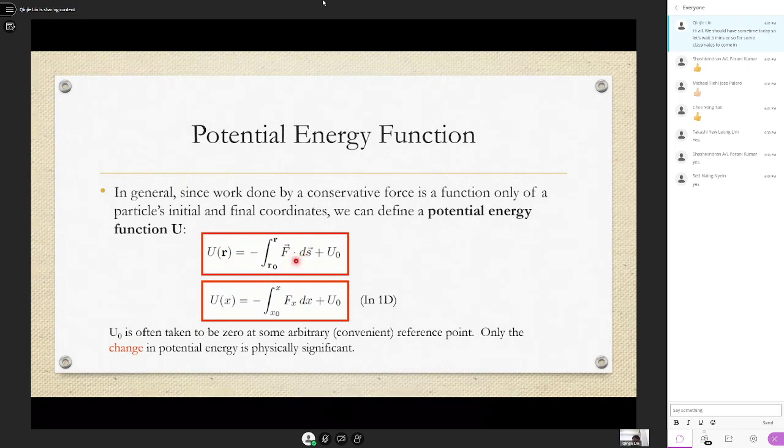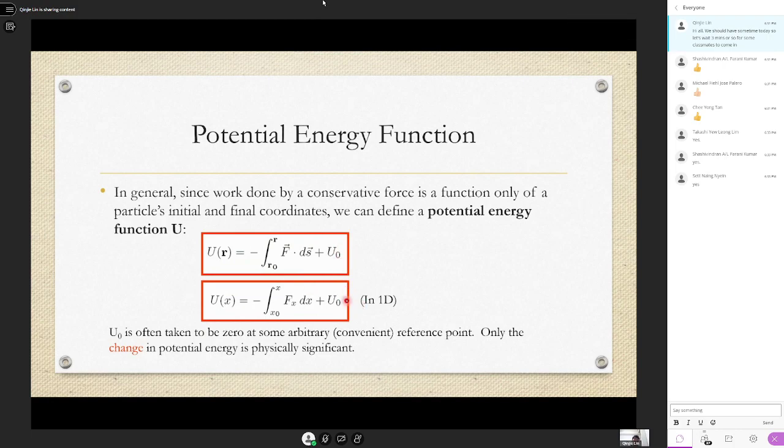From dimensional analysis, which we had gone through in the first lecture, you see they have the same dimensions. This is basically work done, plus U naught. U naught is usually the reference. When we put naught here, it usually refers to the initial state. So U naught refers to the potential energy at the start.